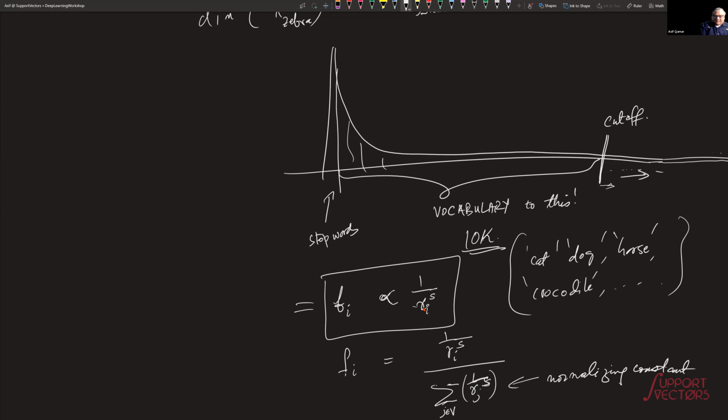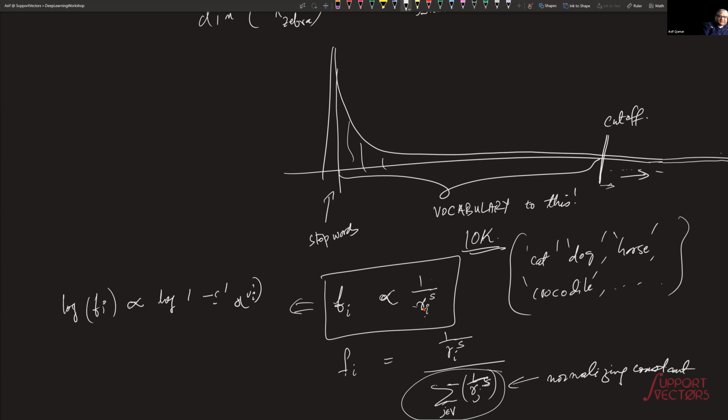Now observe this thing. This rule is very interesting. This is an inverse relationship. What happens if I take the log of both the sides? Log f_i is proportional, up to some constant, see, this is some constant, right? Proportional to, what is it? Would somebody like to enlighten me? What will this become? Log of 1 minus s times log of the rank of the word. Would you agree? Something like this, right?